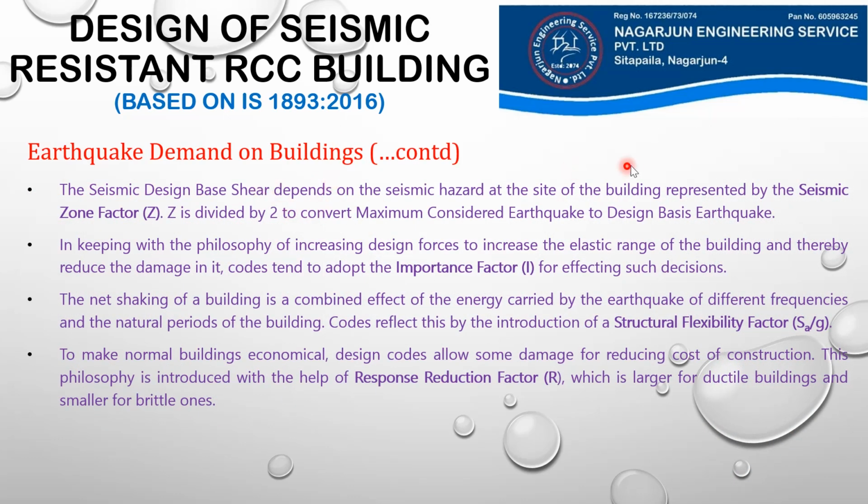So let's see what those factors were. Again, the seismic design base shear depends on the seismic hazard at the site of the building, represented by the seismic zone factor. Z is divided by 2. You saw there Z was divided by 2 because the formula was Z/2, Sa/g divided by R/I. Z is divided by 2 to convert maximum considered earthquake to design basis earthquake. So the higher the hazard level at our site, the higher the value of zone factor.